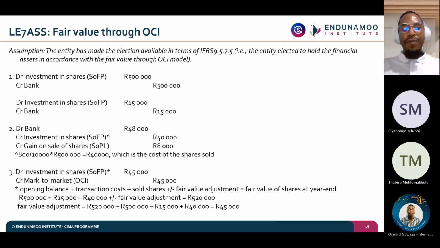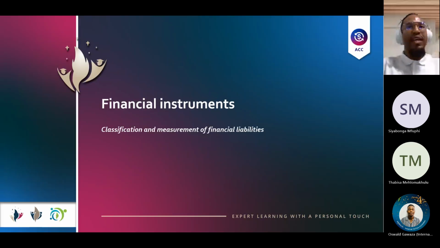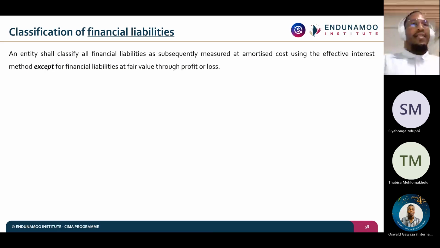So up to so far, we have talked about equity. Equity is not classified. We did say we never necessarily reclassify and remeasure equity. We have talked to the classification of financial assets. We now need to talk to the classification of financial liabilities, which is what we're going to do now. The standard says to us that the entity shall classify all financial liabilities as subsequently measured at amortized cost using the effective interest method, except for those financial liabilities that are at fair value through profit or loss.